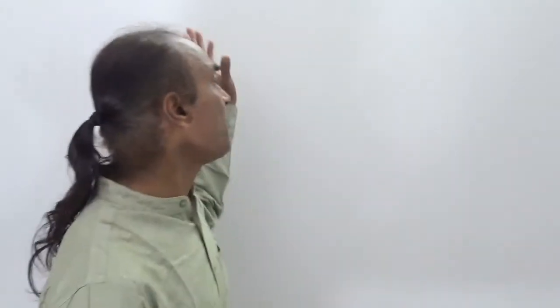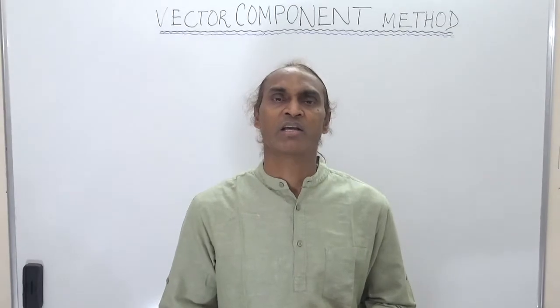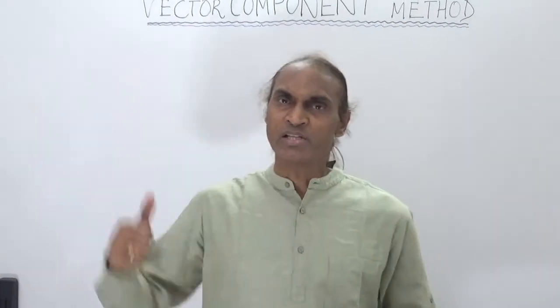After learning the vector component method, by using the vector component method, we can find the component of a given vector. Using this vector component method, we can add more than 2 vectors at a time. How is it possible? If 3 vectors are given, then we can find the component of each vector along x, along y, and along z direction respectively. And then we can add all these vectors.